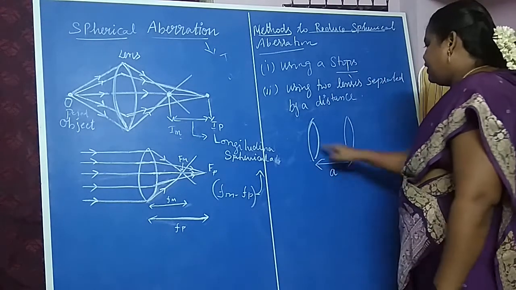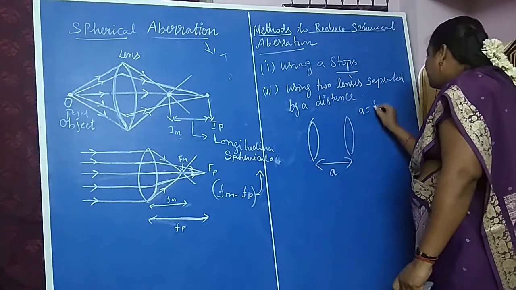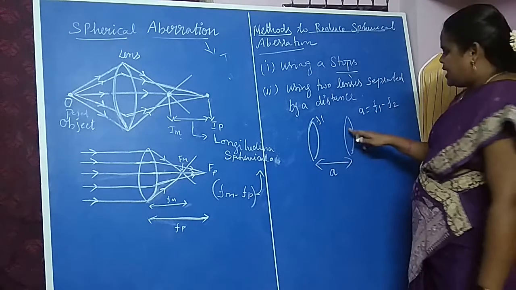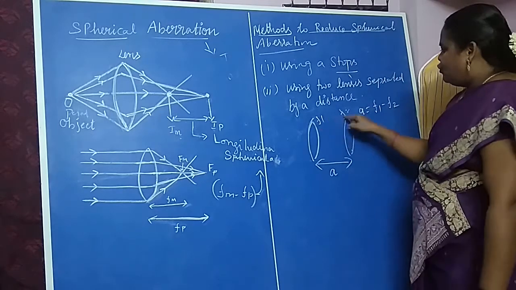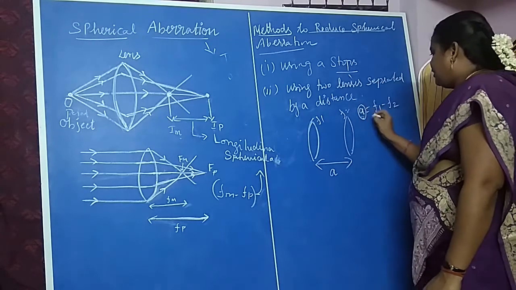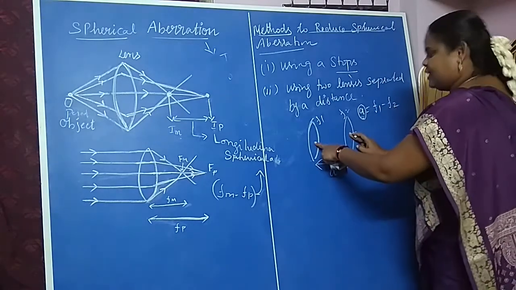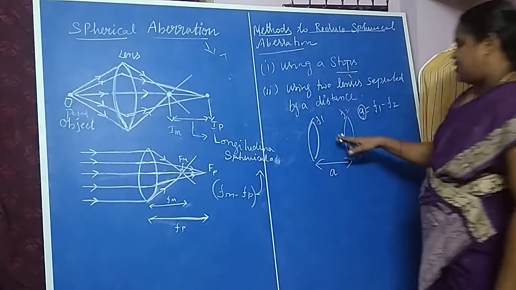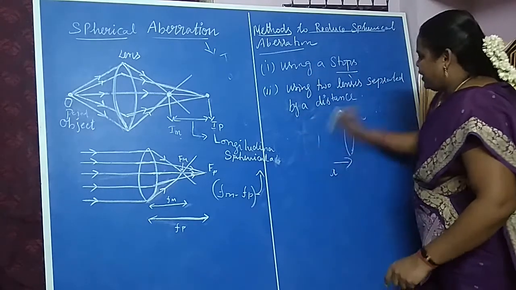We choose A equal to the difference between the focal lengths of the two lenses. F1 is the focal length of the first lens and F2 is the focal length of the second lens. The difference in these two focal lengths gives the distance A. If you place the lenses in this manner, we can reduce the spherical aberration. The combination of these lenses will reduce the spherical aberration.